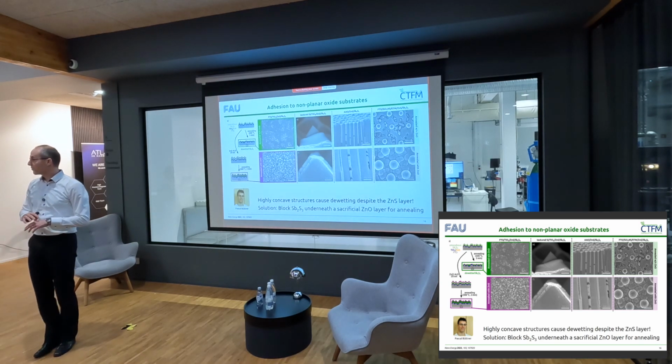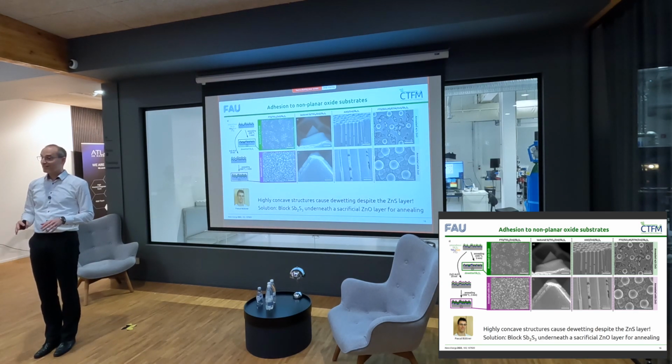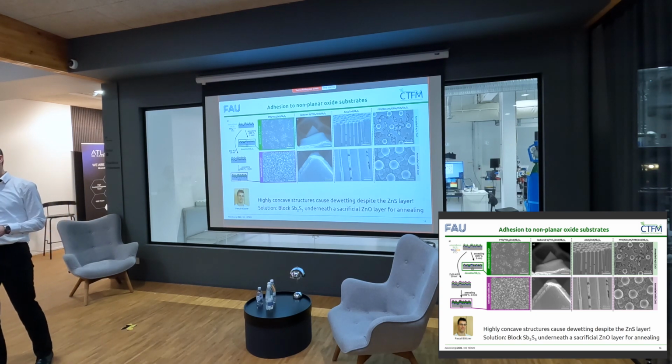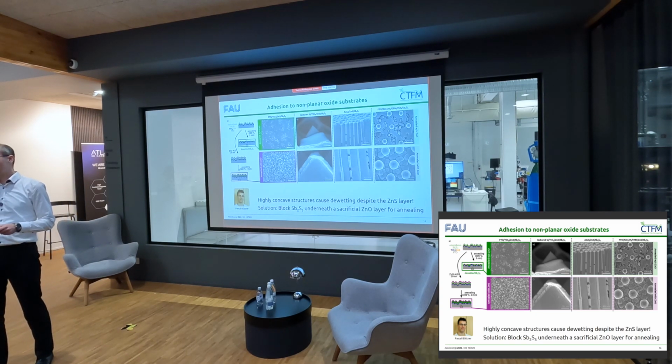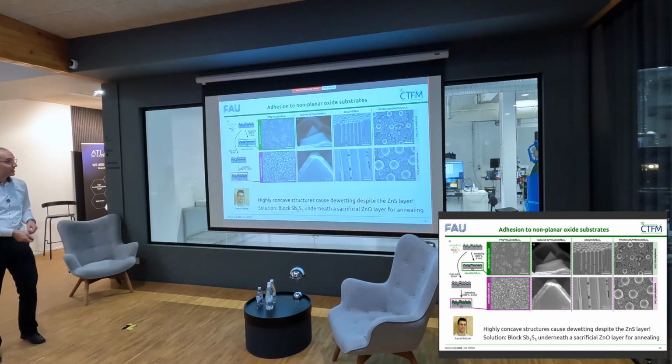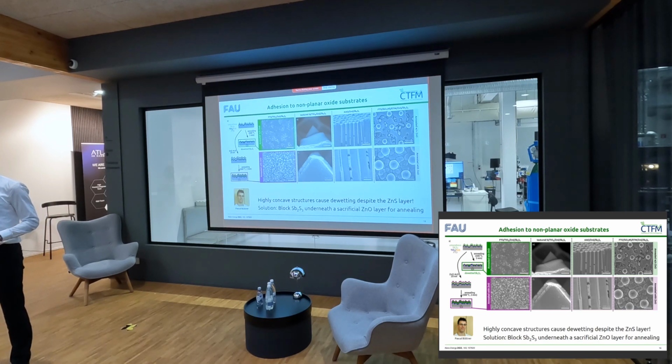However, when we go from planar to any sort of structure, you will lose again, because now surface tension effects mean that this de-wetting will occur again, and the material will sort of collect into the holes. And these are here plenty of types of substrates, non-planar substrates, where you can see this de-wetting and how dramatic that is.